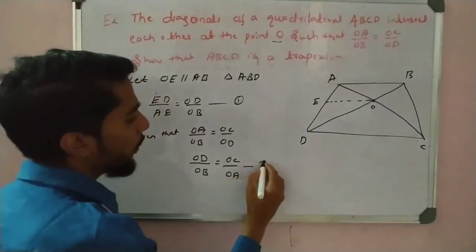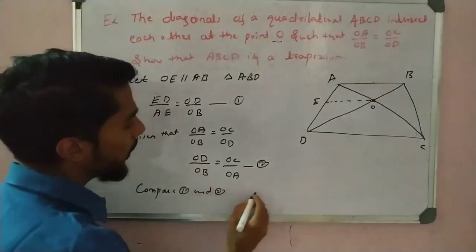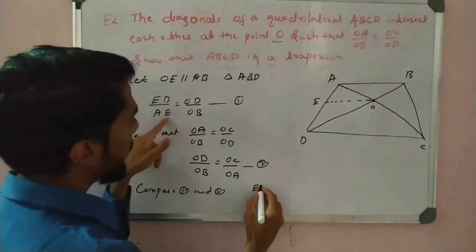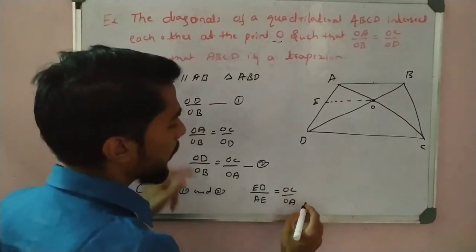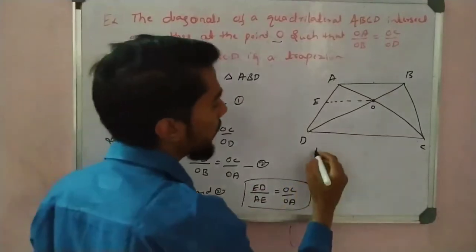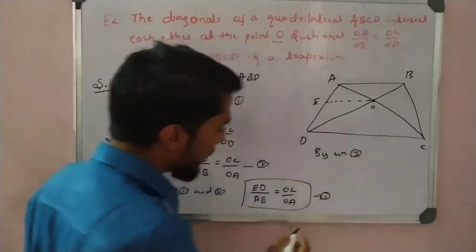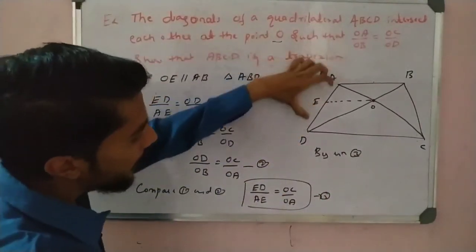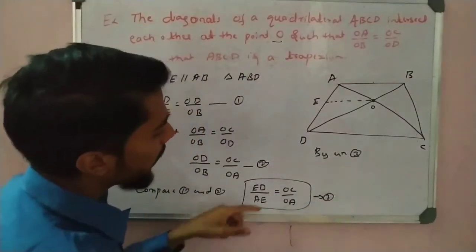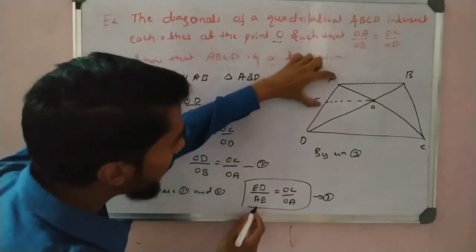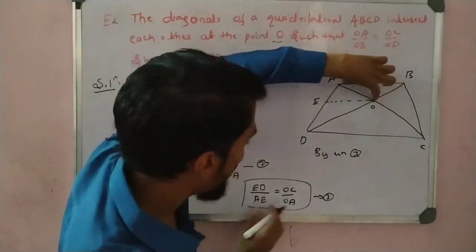So therefore, compare 1 and 2. So we get ED divided by AE is equal to OC by OA. Now let us see by equation 3. So observe that ED and AE are in equal ratio with OC by OA.